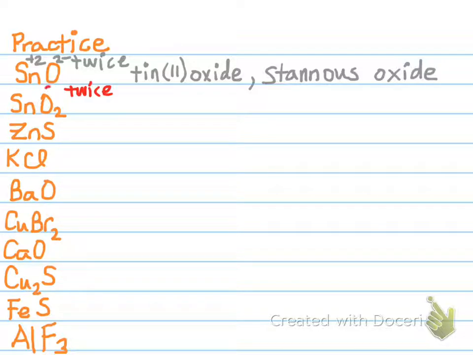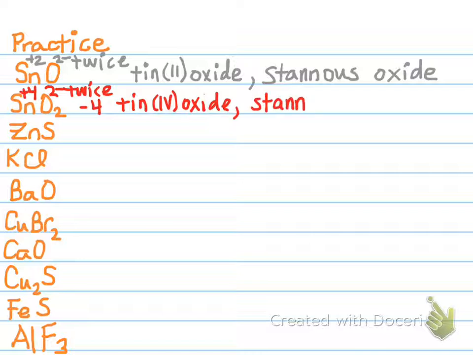Again, I have to look at my oxygen, which has a charge of -2. There's 2 of them this time, so my total negative charge is -4. There's only one tin, so this tin has to have a charge of +4. So this is tin(IV) oxide. It's still Stann, but now +4 is the higher charged one, so it's stannic oxide.